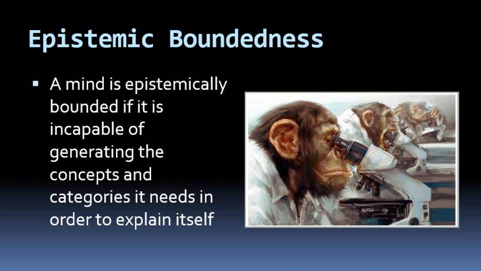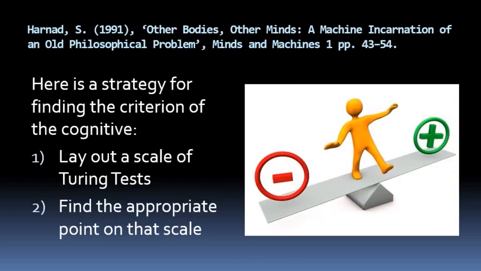I mean, we should go home eventually, but maybe not give up. Here's another line of thought. So here's Harnad giving his strategy for how to deal with this stuff. Maybe the way to do it is we lay out a scale of Turing tests. It's unclear what the Turing test should include. So here's a strategy. We'll lay out a scale of really easy ones to really hard ones, and then do a hot and cold test to figure out what the right level is.